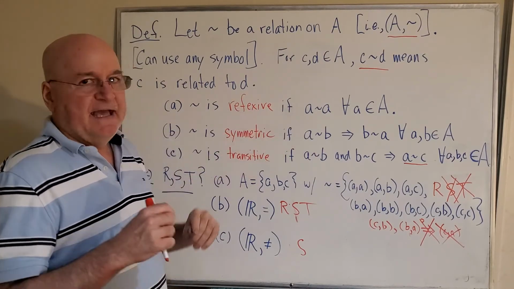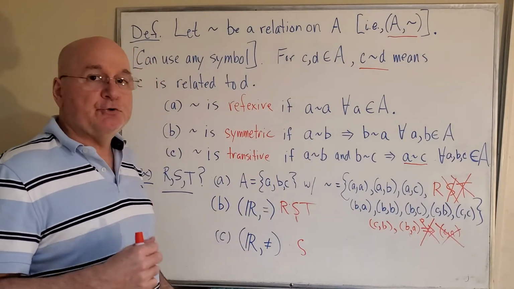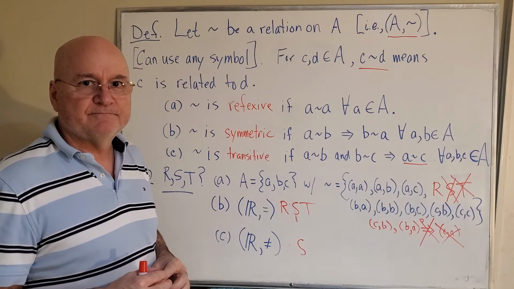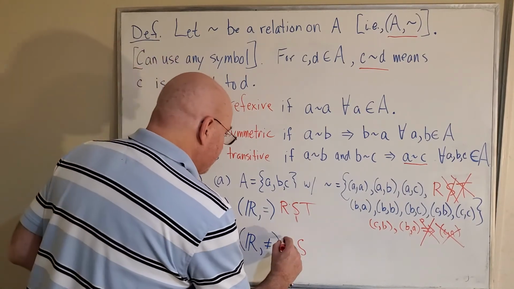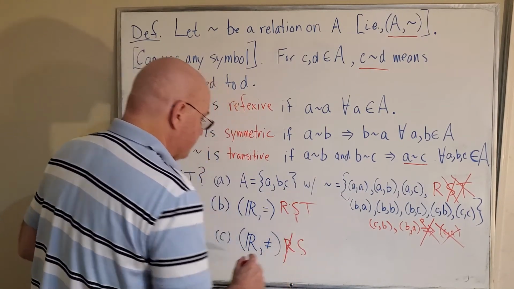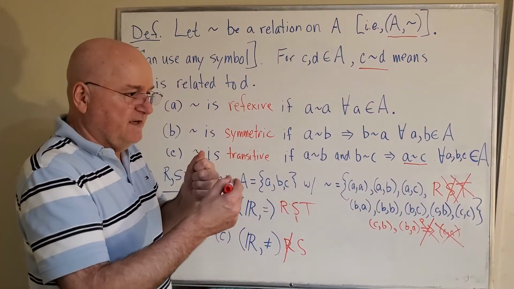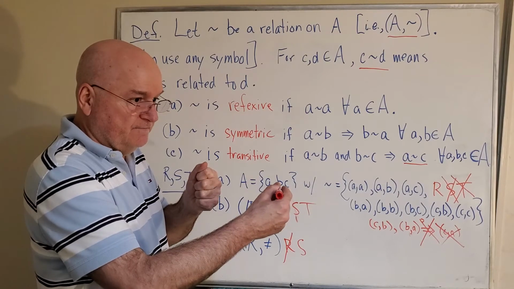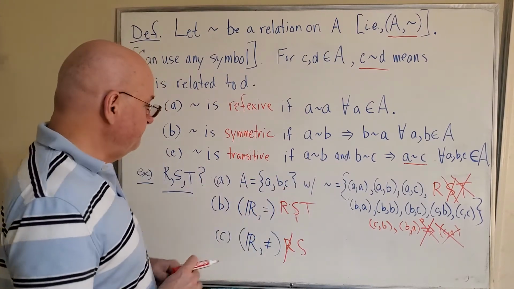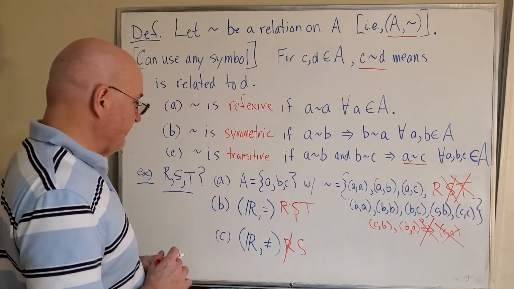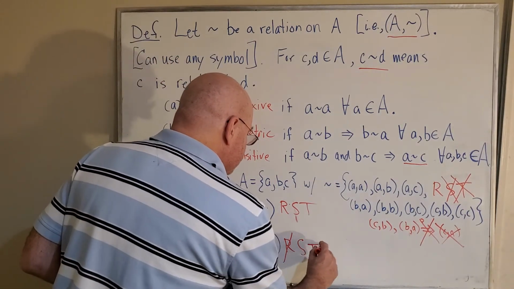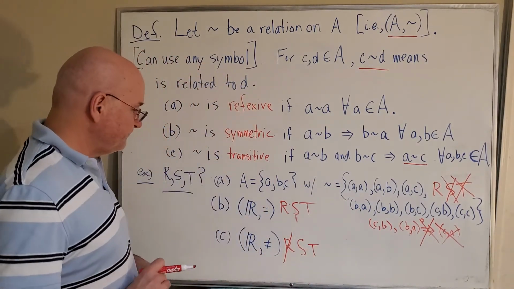Reflexive is 2 not equal to 2? That's false. So I'm going to put the R there and say no, it absolutely isn't. Pick any real number and say it is not equal to itself. That's a false statement. So any number would be a good counterexample. And the last, we did symmetric, and then transitive.